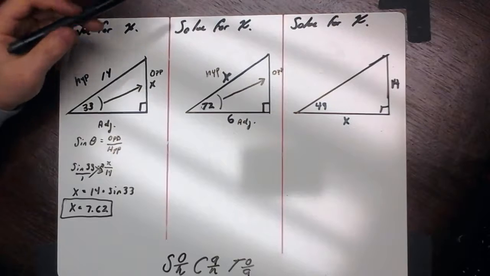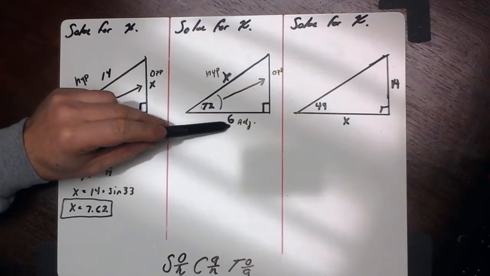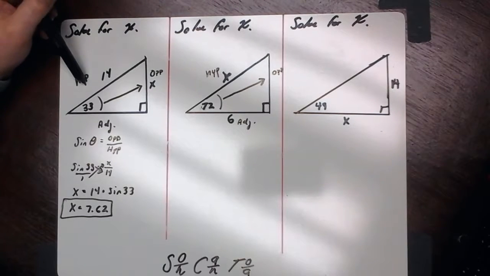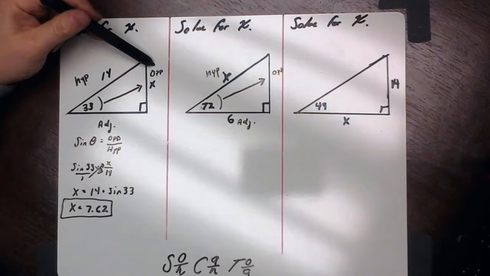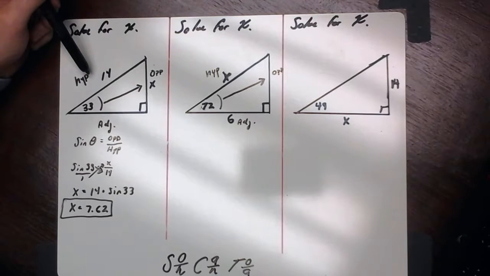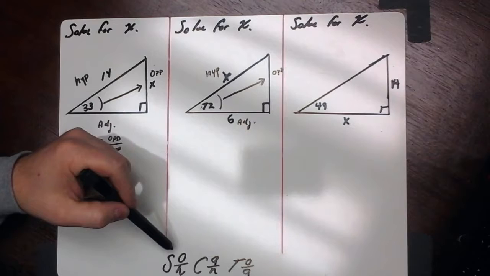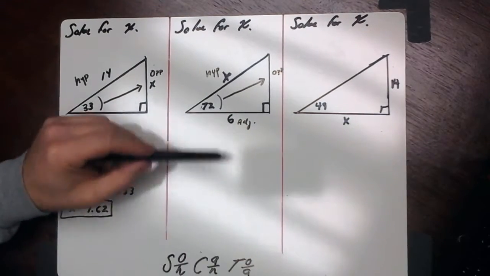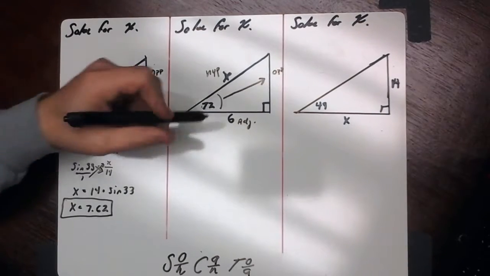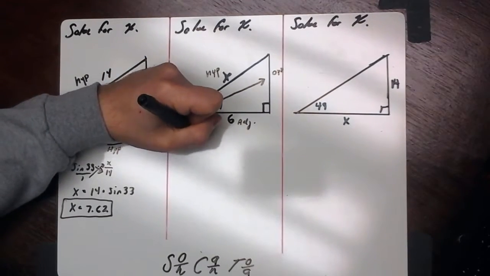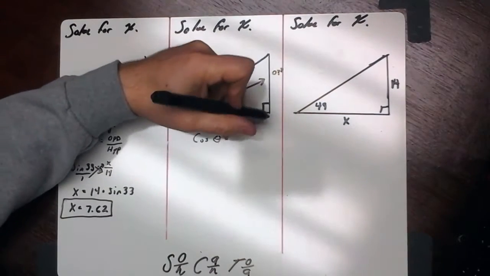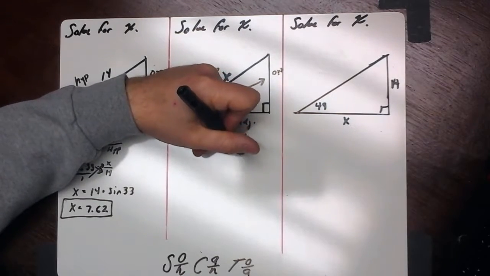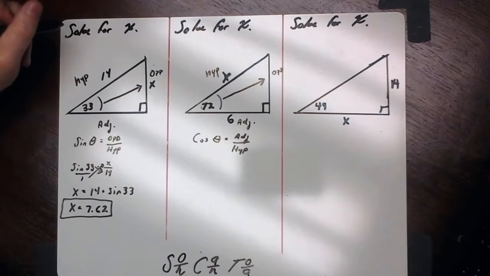So this time, they gave me the adjacent leg, but they want me to find the hypotenuse. So I can't use the same ratio as I used here, because in this one, they wanted me to find the opposite when they gave me the hypotenuse. So I take a look at my 3 trig ratios, and cosine calls for adjacent over hypotenuse. So cosine of theta uses adjacent over hypotenuse to find that ratio.